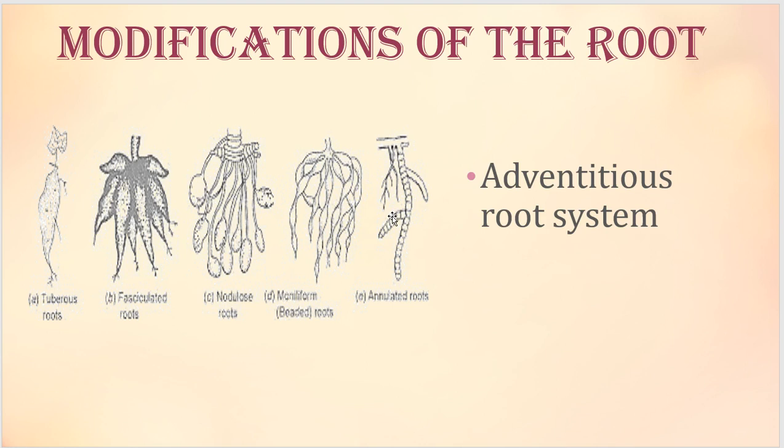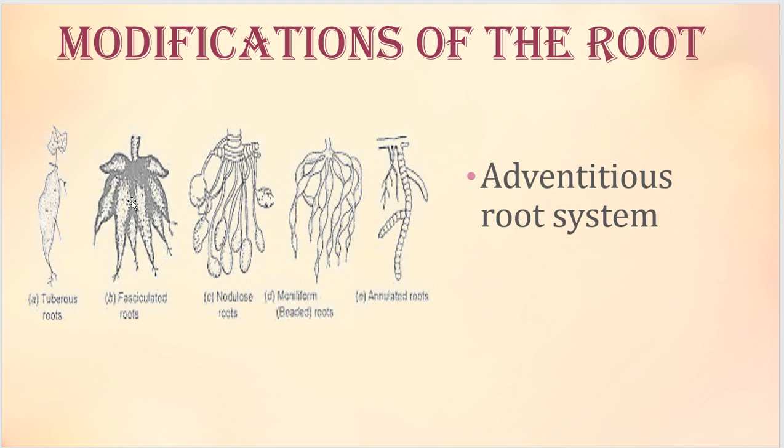So these 5 are the adventitious root system modifications. What are they? Tuberous root, fasciculated roots, nodulose roots, moniliform roots, and annulated roots. What are the examples? Have a quick recap for the examples. Tuberous roots example, sweet potato or Ipomoea batatas. Both are the same.